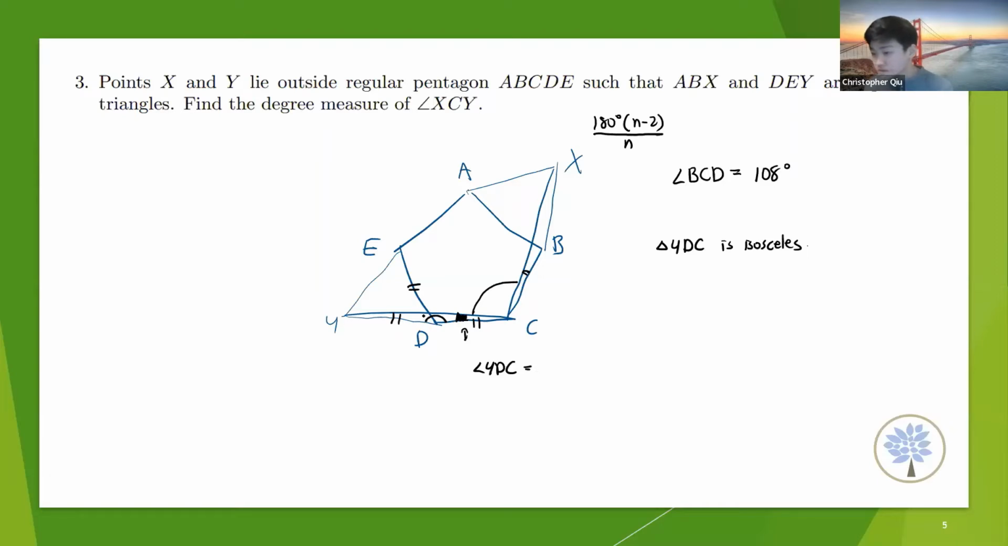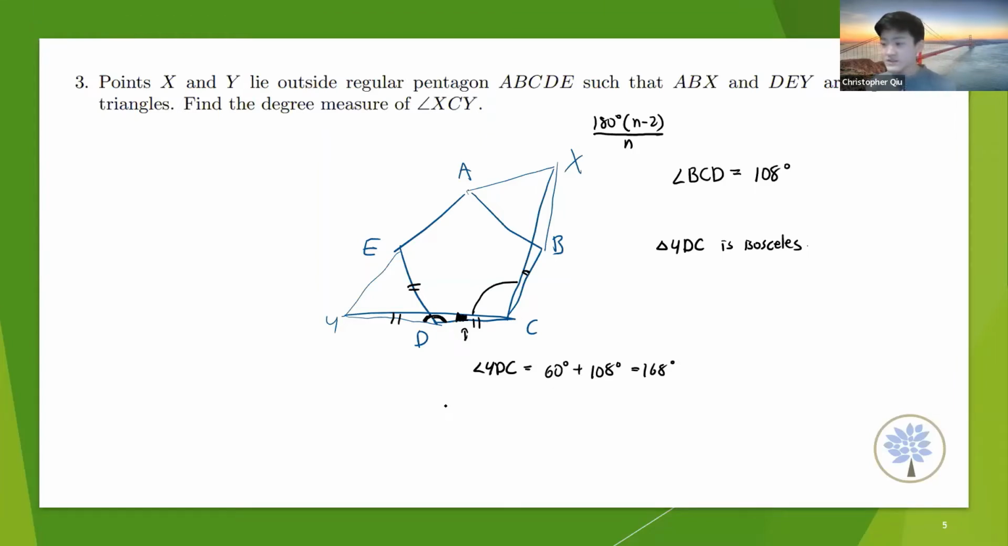We have these two angles, this and this. We can write this as 60 degrees plus 108 degrees, which is 168 degrees. So the measure of angle YDC is 60 degrees from the equilateral triangle plus 108 degrees from the regular pentagon. So that angle measure is exactly 168 degrees.